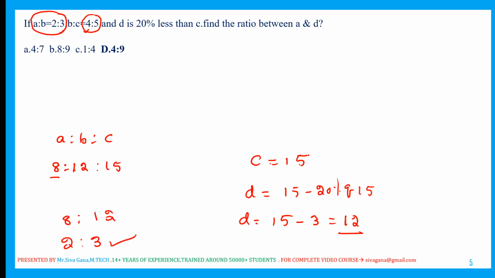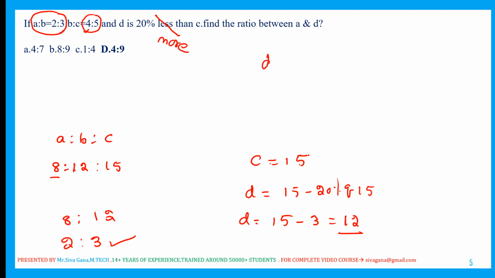2 is to 3 is not there in the options. Sorry my dear viewers, this is 20% less. No, this is 20% more. This is 20% more than C. D is 20% more than C.